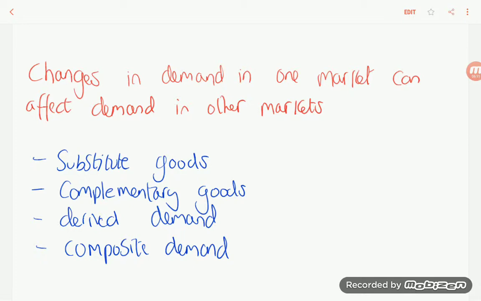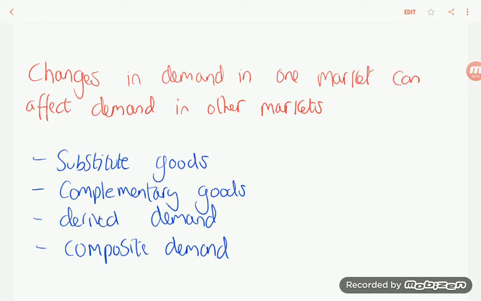Complementary goods are those goods that are often used together, so they're in joint demand, for example, strawberries and cream. If the price of strawberries increases, demand for them will decrease along with the demand for cream. The introduction of a new product may cause the demand curve to shift to the left for goods that are substitutes for the new product and to the right for the goods that are complementary to it.